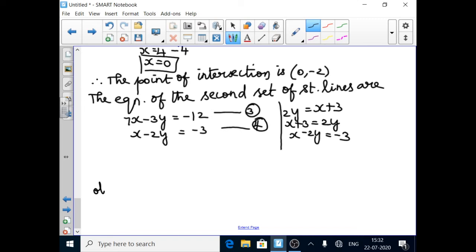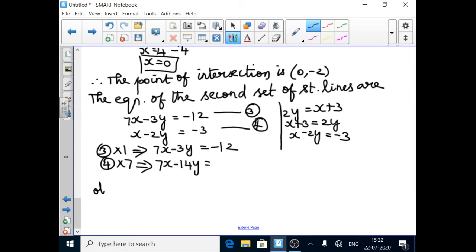Now you have to simplify. Third equation you keep as it is. In front there is 7, and in the fourth equation the coefficient is 1. We can change it by multiplying by 7. So fourth equation into 7. Third equation: 7x minus 3y is equal to minus 4. Fourth equation into 7: 7x minus 14y is equal to minus 21. Here you have to change the sign. Minus plus plus. This term will get cancelled.